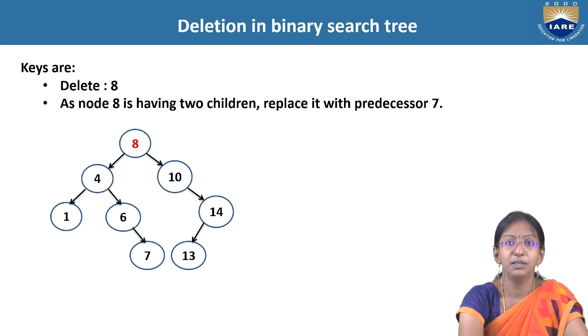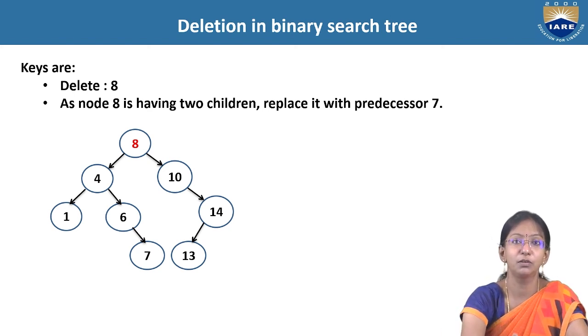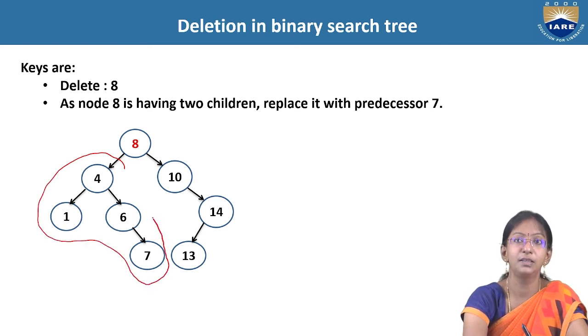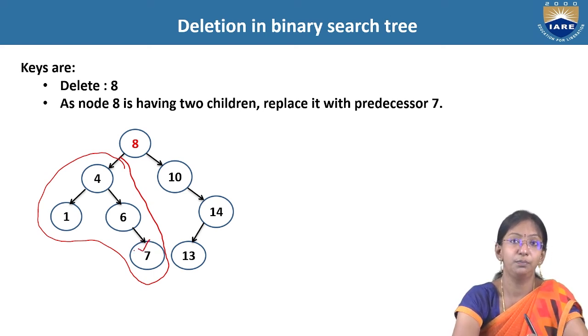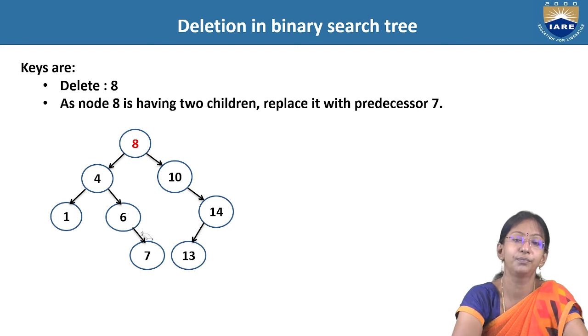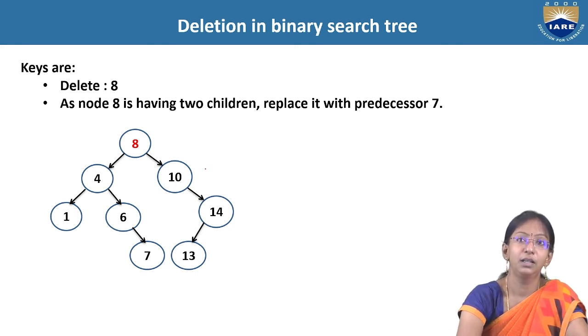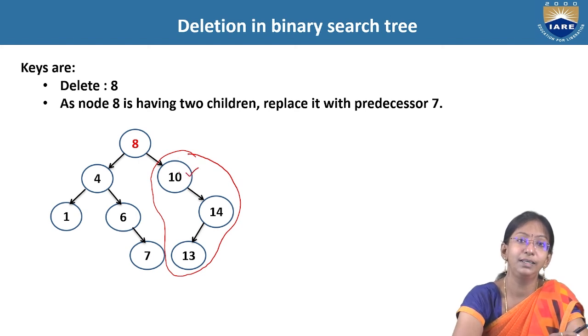So either we can replace it with its predecessor or successor. First of all, who is the predecessor of 8? What did I tell you? The rightmost element of its left subtree. This is the left subtree, and its rightmost element is 7. Either you can replace with 7 or the successor, that is the leftmost element of your right subtree, which is 10. Right? Either you can replace it with 7 or 10.